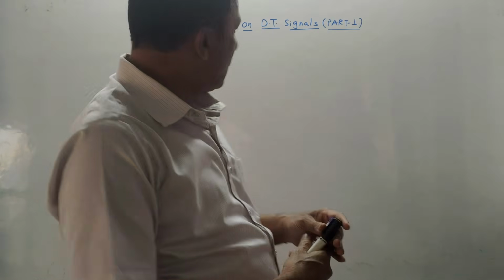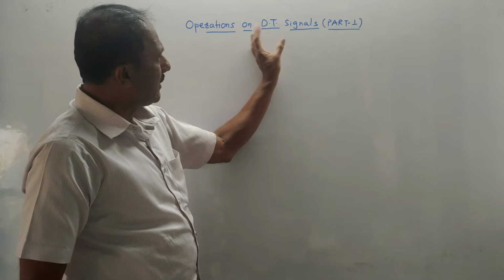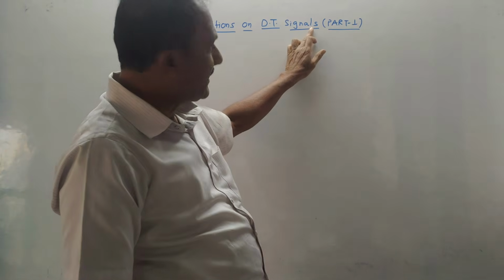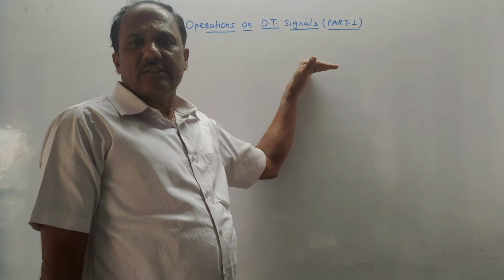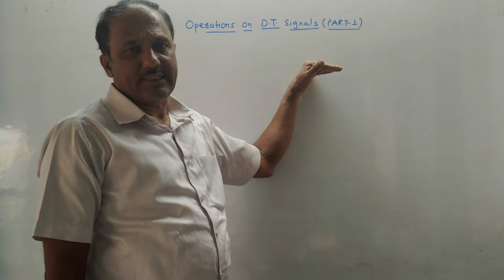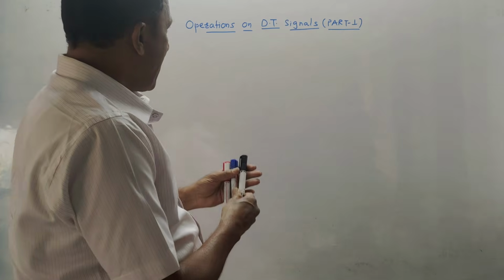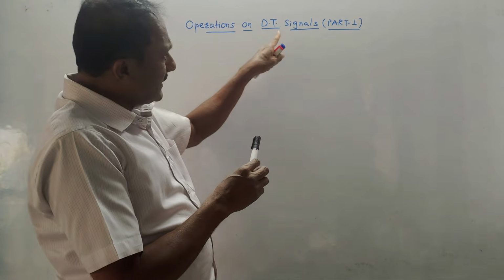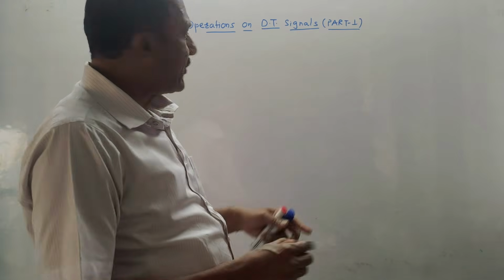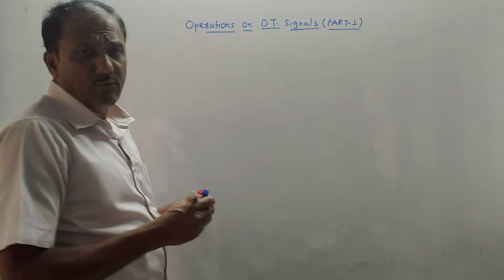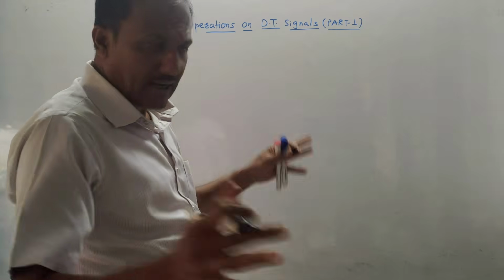Dear students, today's topic is operations on DT, that is discrete time signals, part 1. This is the topic from the subject signals and systems for second year ENTC students. We will be discussing the operations of DT signal. Same analogy is applicable for continuous time signal. Before that, we should know how to plot the graph.